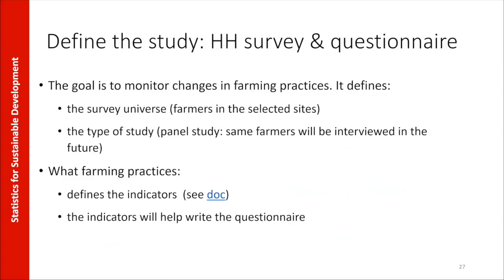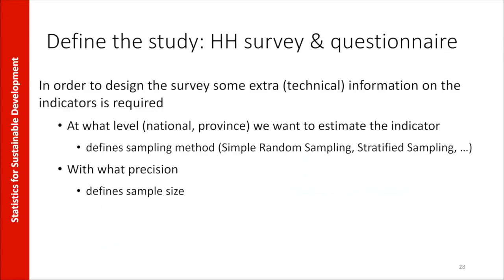So what are the farming practices that we are interested in? And then this would define the indicators we will compute, and the indicators will help to write the questionnaire. So in order to design, we are in the methods stage. In order to design the survey, some extra technical information is required.